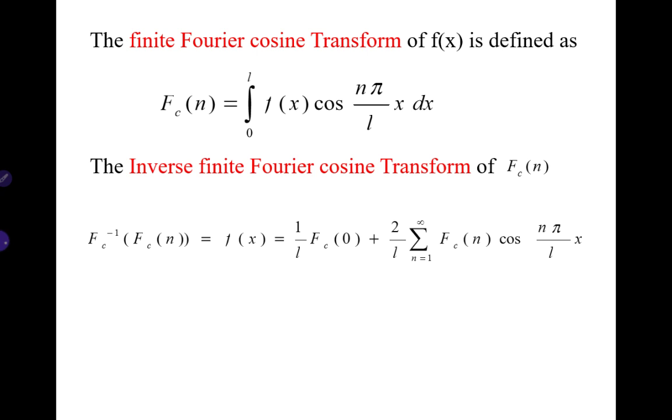And the finite Fourier cosine transform in the interval 0, L is defined as Fc(n) = integral 0 to L f(x) cos(nπx/L) dx. And the inverse finite Fourier cosine transform of Fc(n), that is Fc inverse of Fc(n), gives f(x) = (1/L) Fc(0) + (2/L) Σ n = 1 to infinity Fc(n) cos(nπx/L).